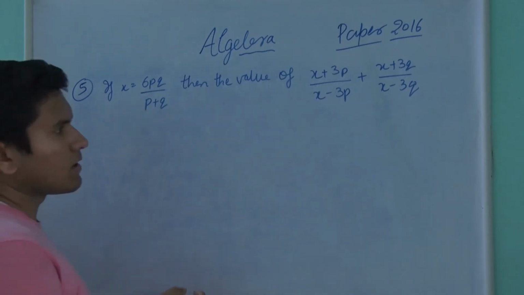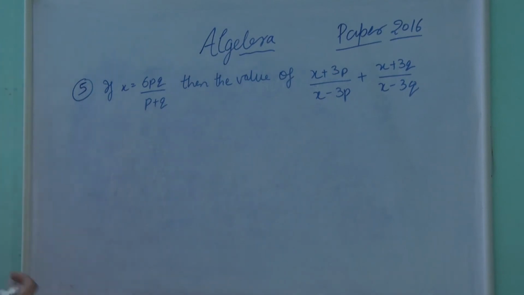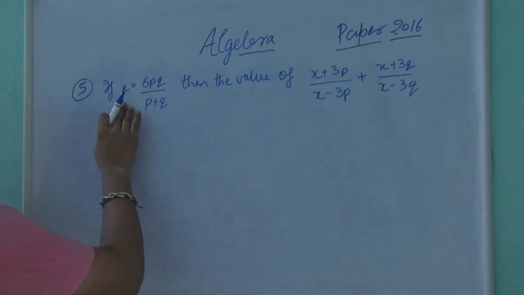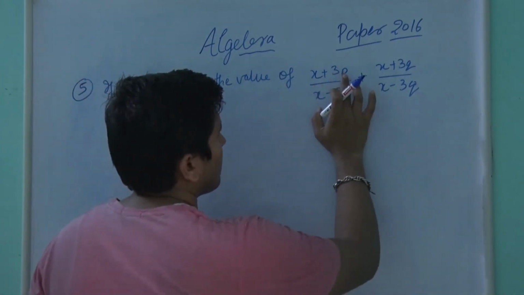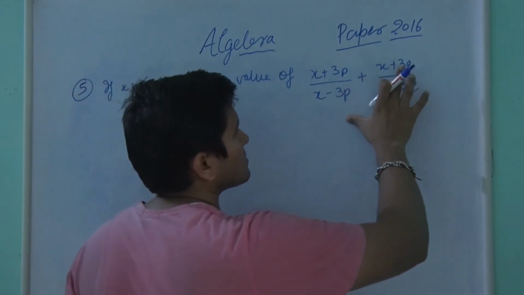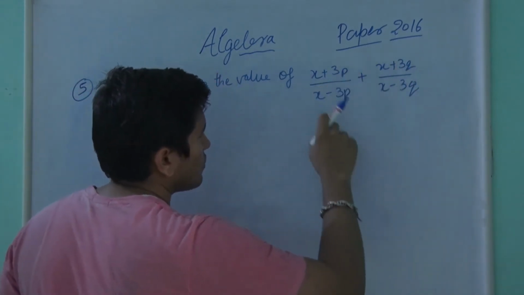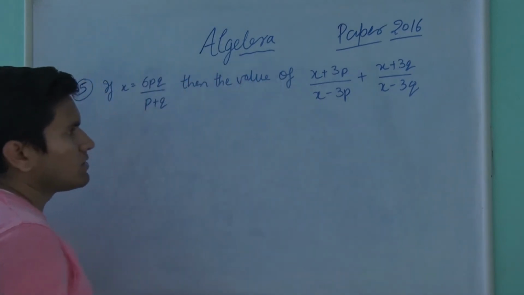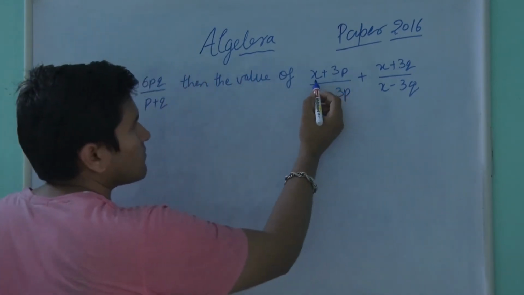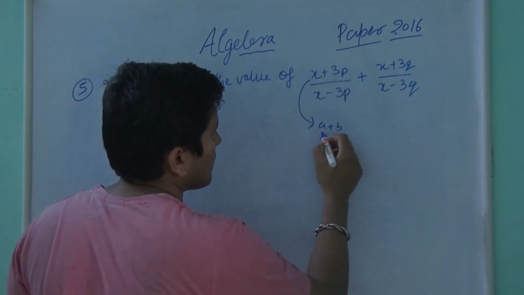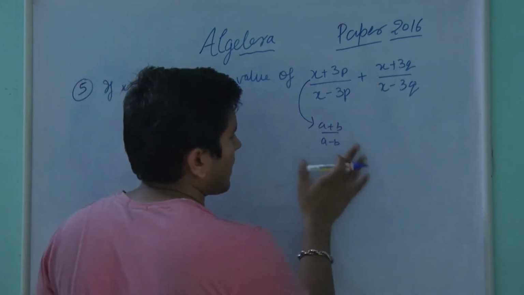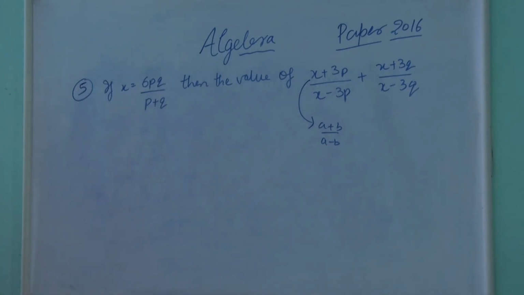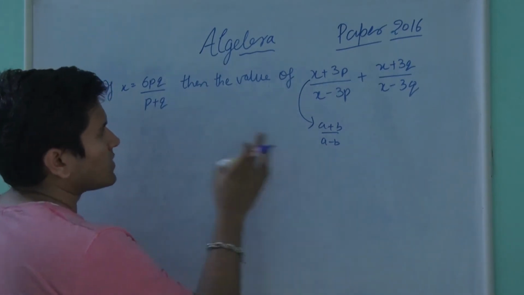This question is a little bit tricky, but after I tell you this question, you will find it very simple. In this question we are given x equals 6pq upon p plus q. Then we have to find the value of x plus 3p upon x minus 3p plus x plus 3q upon x minus 3q, and we have to add both. With this, you can make out that we have this as a plus b and a minus b, and similarly this as a plus b and a minus b. So you can think that you can apply the formula of componendo and dividendo here. So how can you apply componendo and dividendo to make this question simple?